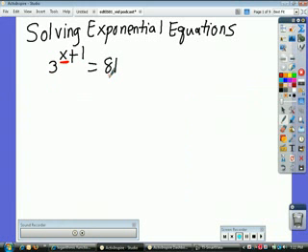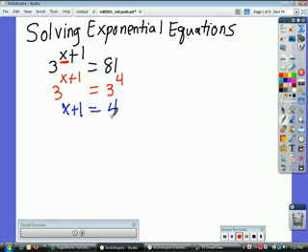Not the same. However, we can change 81 to a base of 3. That would be 3 to the 4th power. And so now we have 3 to the x plus 1 equals 3 to the 4th power. Since we have the same bases, the exponents must be equal. So our next step is to write this as x plus 1 equals 4.